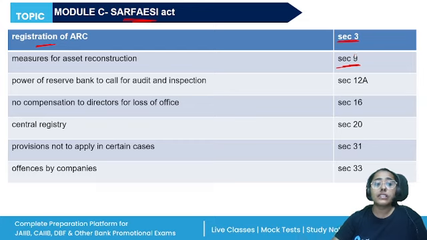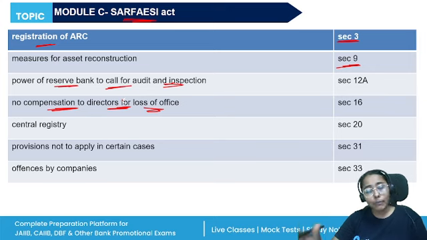Then section 9 talks about the measures that can be taken for reconstruction of assets, and the powers of RBI to call for audit and inspection. RBI can give the registration certificate, reject it, or also cancel the certificate after conducting the audit and inspection. When management is taken over by the ARC under the reconstruction process, no compensation is paid to the directors for the loss of office. Whenever the process starts, it is automatically deemed that they have vacated their office and no compensation is paid. This is given in section 16 of the Act.